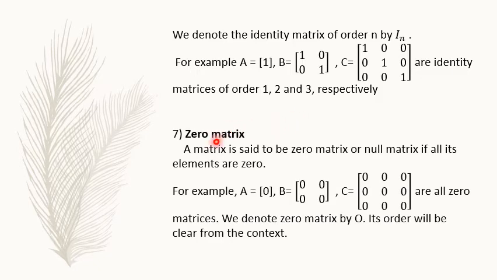Next one, zero matrix. A matrix is said to be zero matrix or null matrix if all its elements are 0. So here, this is a 1 by 1 zero matrix. This is a 2 by 2 zero matrix. This is a 3 by 3 zero matrix. All these matrices are said to be zero matrix or null matrix. That is, a zero matrix if all entries are 0.